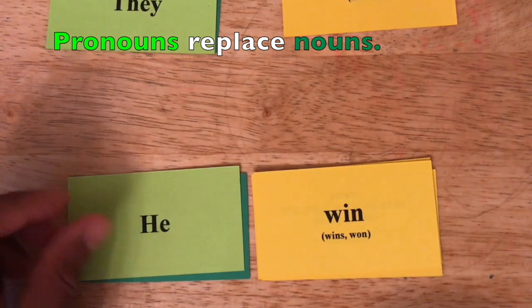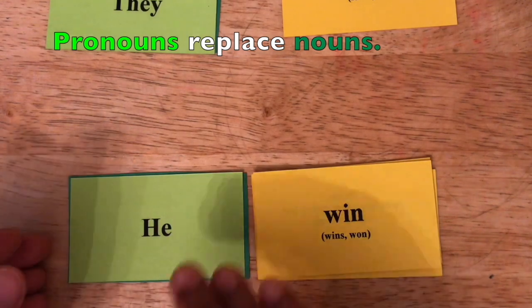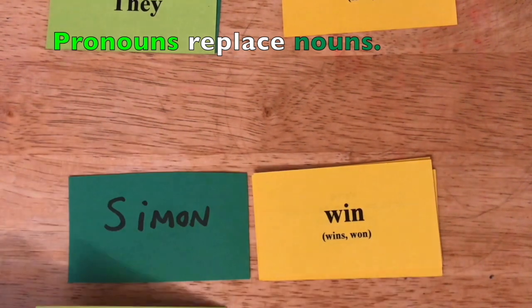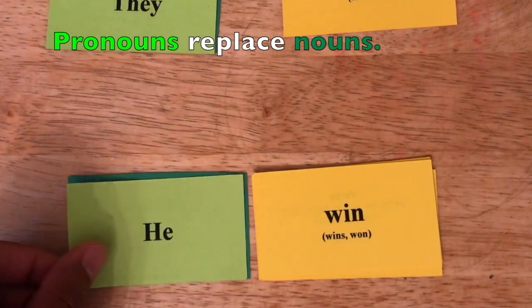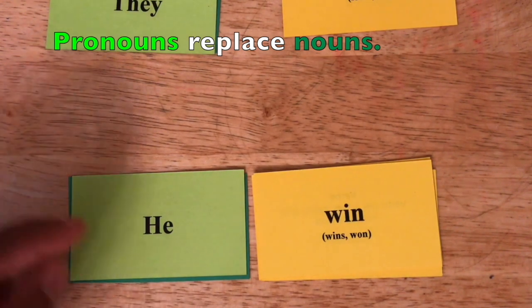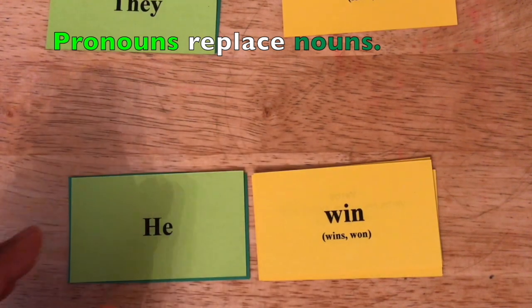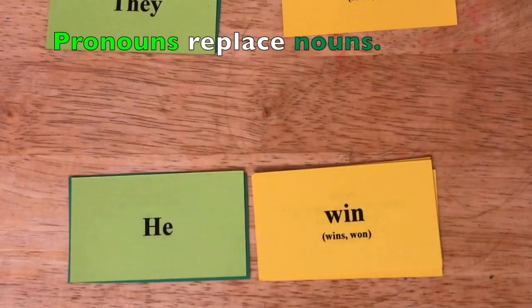I can say he won because he practiced every day. So instead of saying Simon, I replaced it with the pronoun he. And he can replace any noun that is a male noun, okay, a masculine term. So he won. Instead of saying Simon won, I replace Simon with the word he. Now see how that really works, okay?